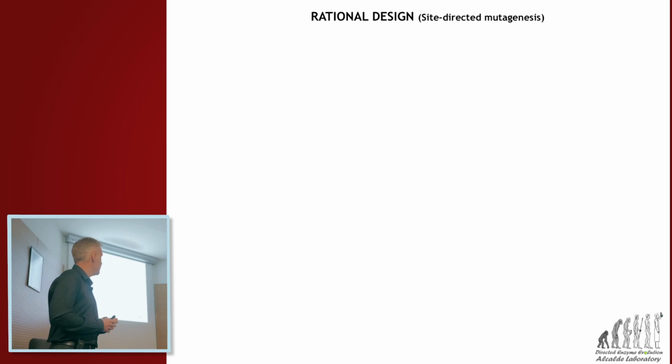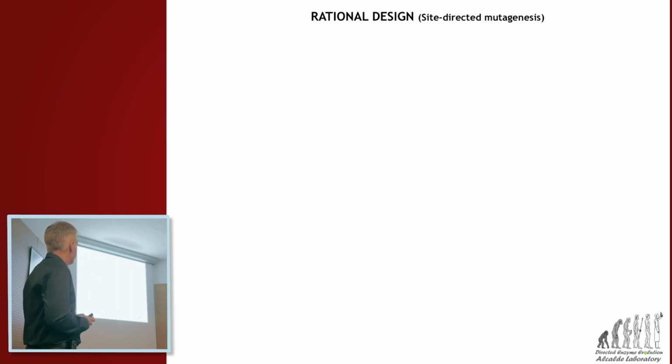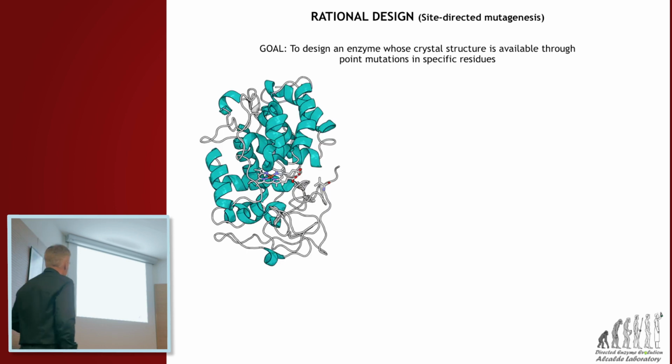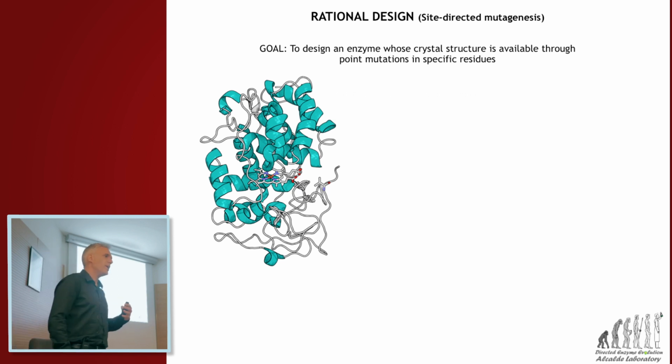But in terms of protein engineering, the first step towards a wonderland of rational design was so-called site-directed mutagenesis. The goal of a site-directed mutagenesis experiment is to design an enzyme whose crystal structure is available through point mutations in specific residues. So, first of all, we need the crystal structure of the enzyme, and we can speculate about this crystal structure. We can try to change several residues by site-directed mutagenesis in order to modify the properties of the enzyme.